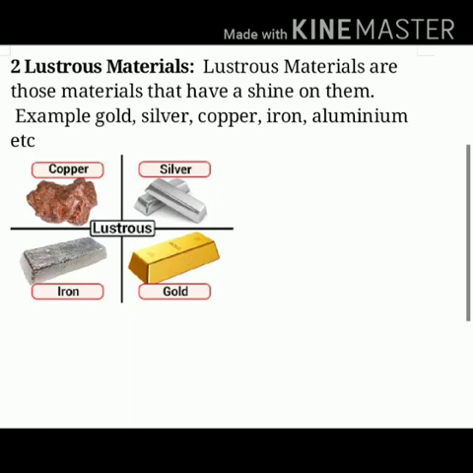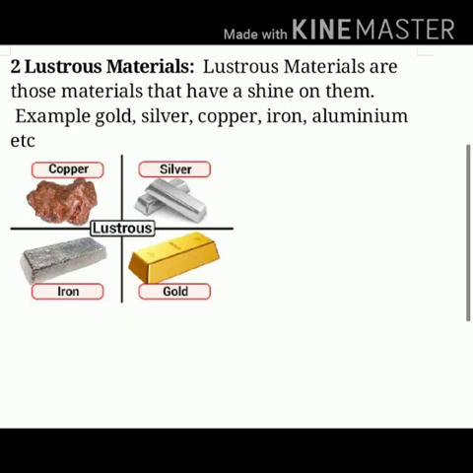The first property is lustrous or lustre. Now, what are lustrous materials? Lustrous materials are those materials that have a shine on them. Materials that have such lustre are usually metals like iron, copper, aluminium, gold, silver. These metals have a shining property which is known as lustre. Some metals often lose their shine and appear dull because of the action of air and moisture on them.